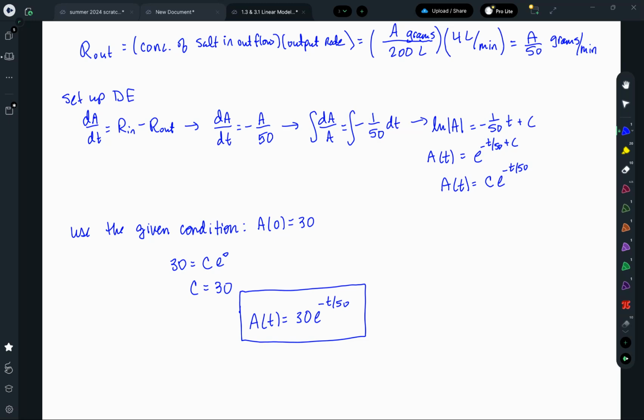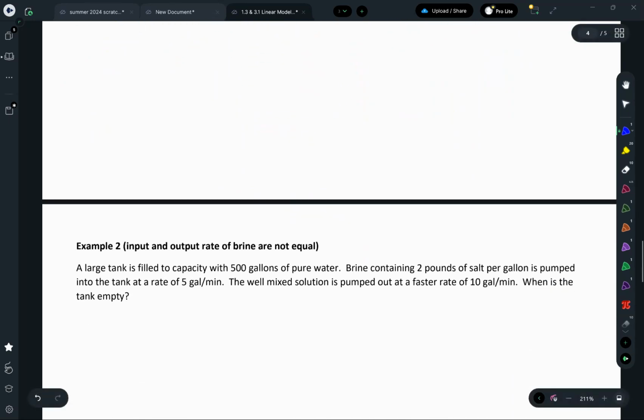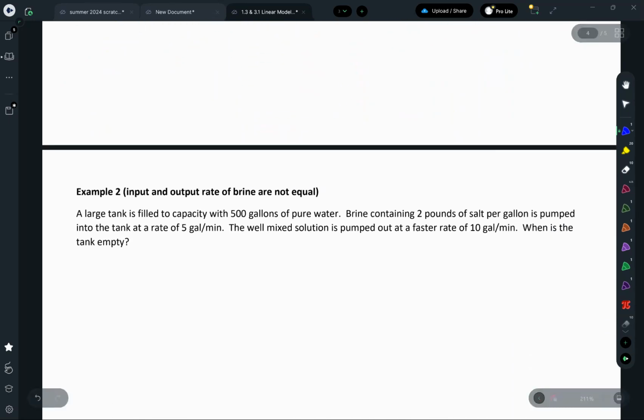All right, let's look at the next type of problem when the input and output rate of brine are not equal. I find these to be the more difficult problems, and oftentimes it's because there just really isn't a lot of explanation in a book as to why things are working the way they are. Okay, I'm going to go through all those details.